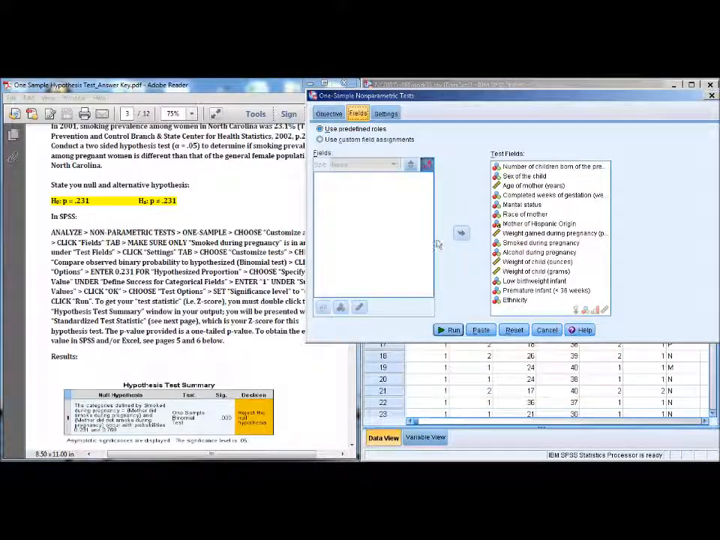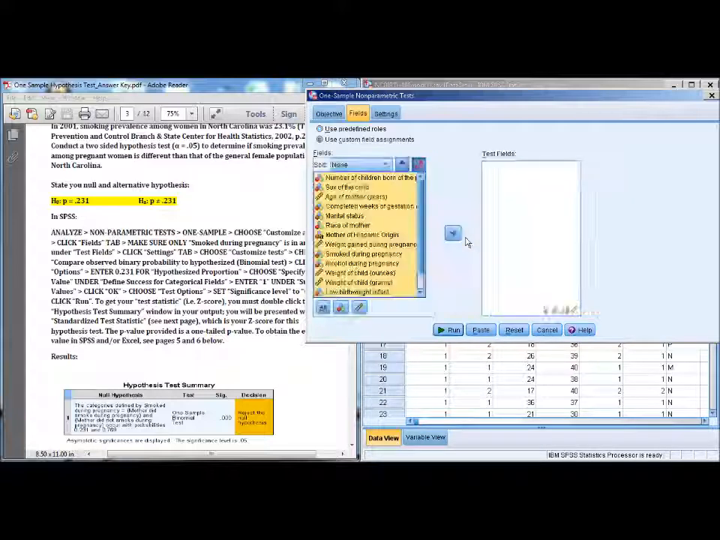So an easy way to get all of these variables to this area here, you click on your first variable, it should be highlighted. Now you're going to hold down your Shift key and click on the last variable there, and all your variables will be highlighted. You're going to move those over. So now the variable we're interested in right now is smoking during pregnancy. So we're going to move that over to test field. That's what our hypothesis test will be based on, smoking prevalence. So then that looks good so far.